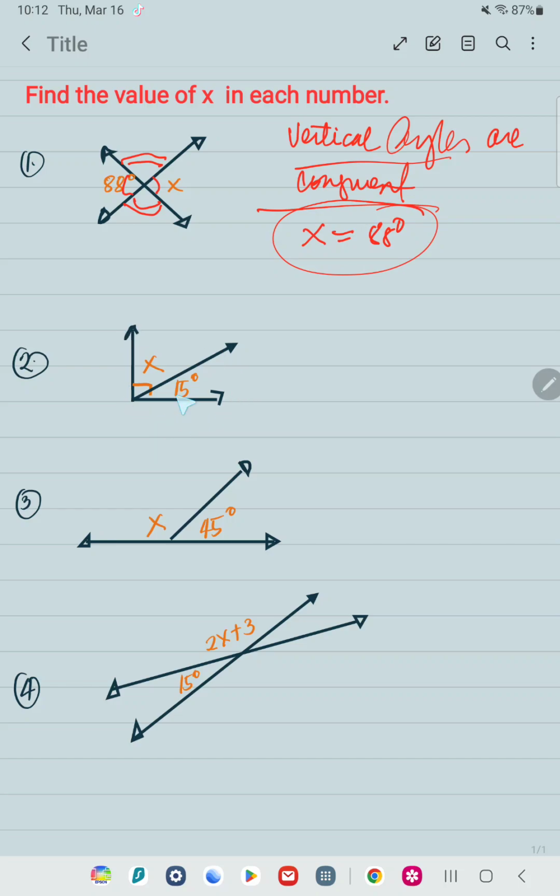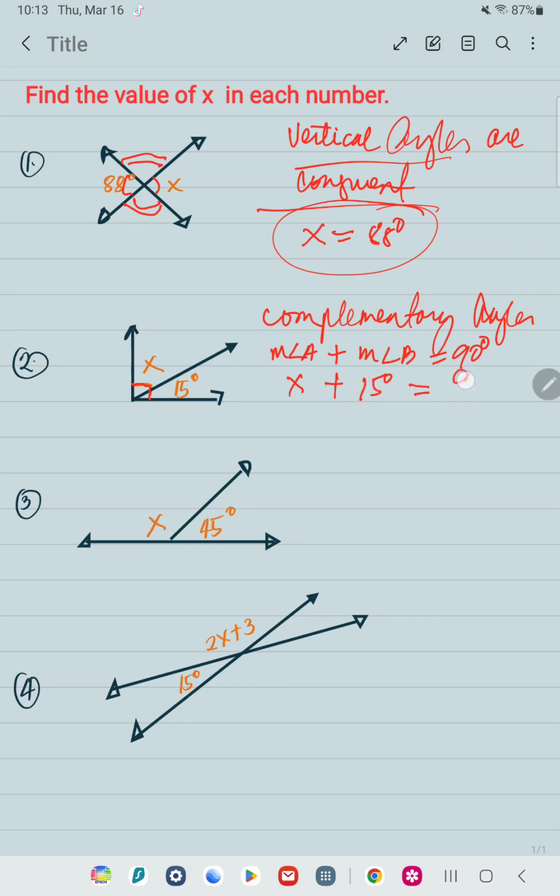Here in number 2, this is a symbol for a 90 degree angle. It means the sum of these two angles is equal to 90 degrees, and they are what we call complementary angles. So let's say if you have two angles, A and B, the measure of angle A plus the measure of angle B is equal to 90 degrees. This would be the pattern there. So the measure of angle A, let's say A is x, plus this one, 15, is 90 degrees. Now we need to solve for x.